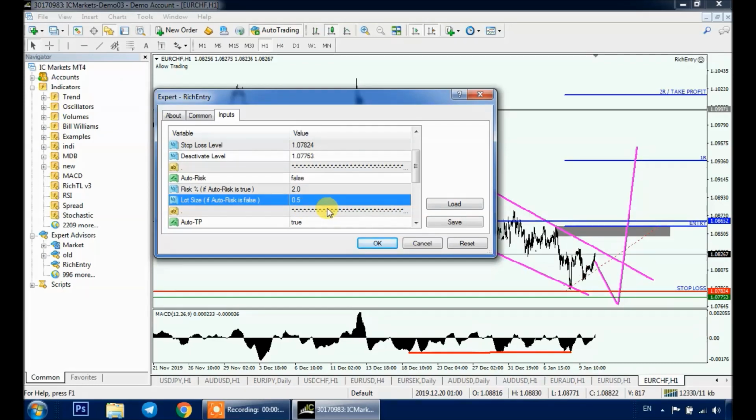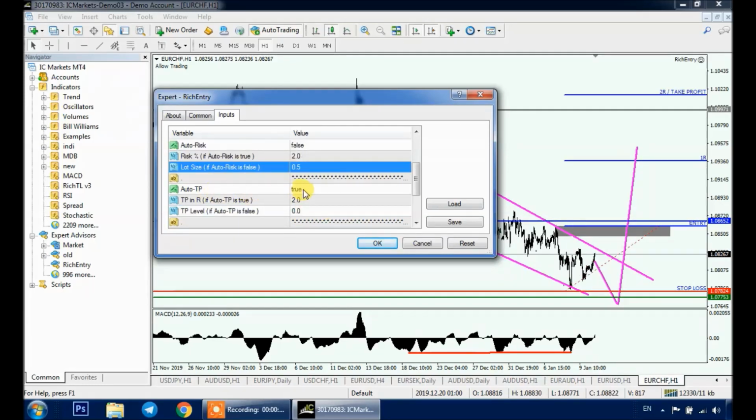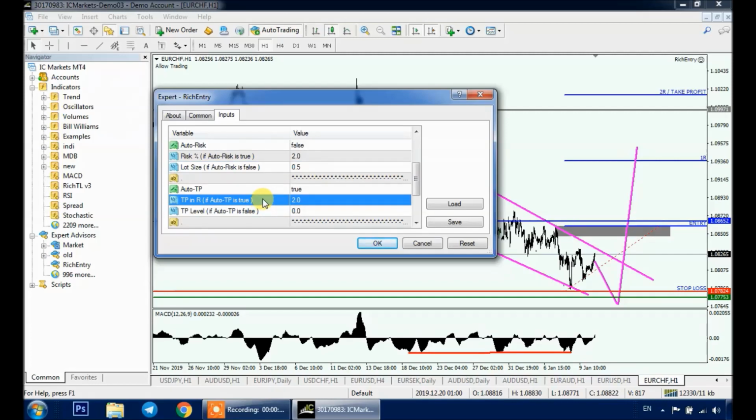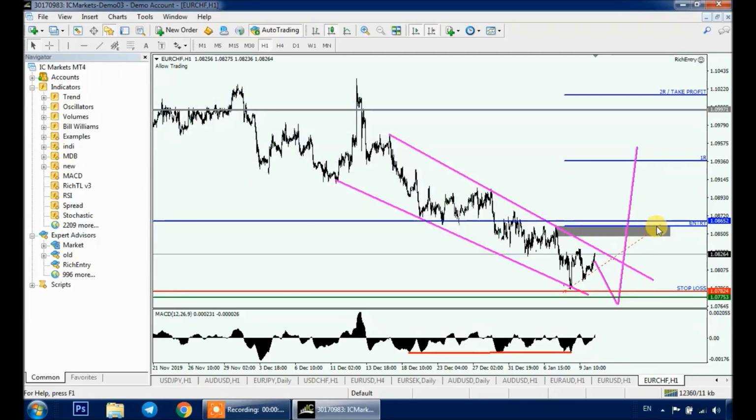We also have two options for the take profit. If auto TP is true, then our take profit would be calculated based on our projection. In this case, it's 2R. So in our example, our take profit would be equal to double the stop loss size.